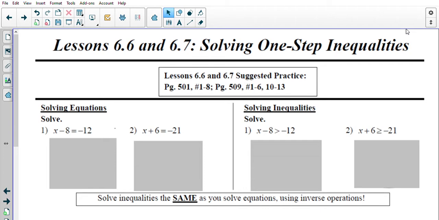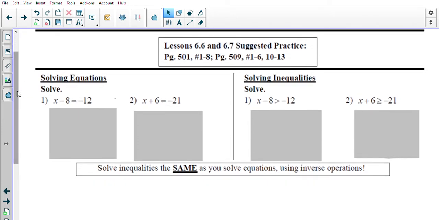In addition, as we talked about before the Thanksgiving break, we're also going to show you how to graph your solution on the number line. So let's start by comparing solving equations to solving inequalities. On the left, I have number 1. X minus 8 equals negative 12. Let's think about how we would solve that.